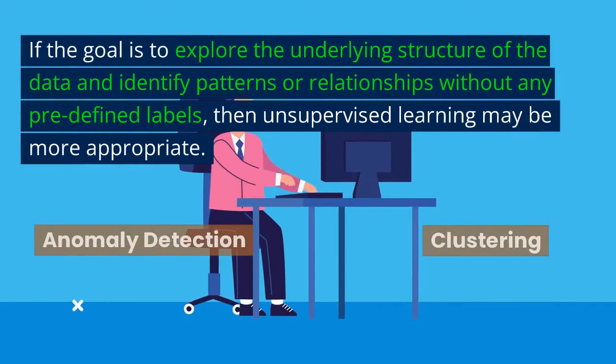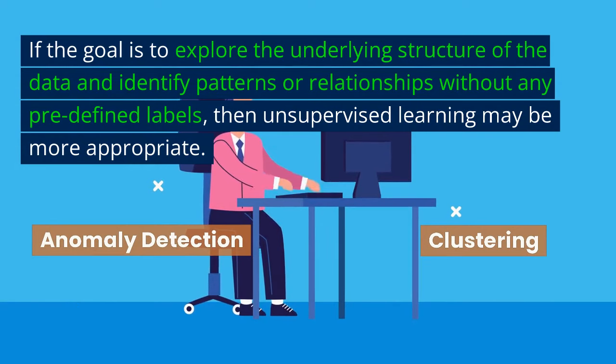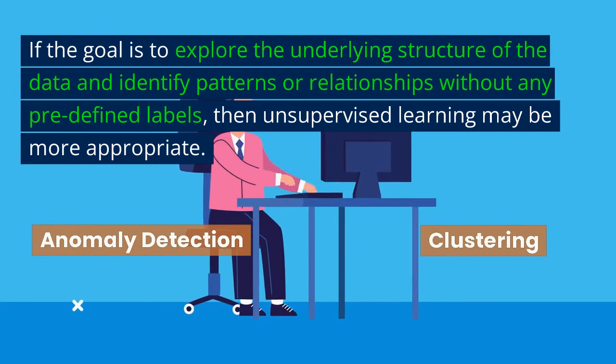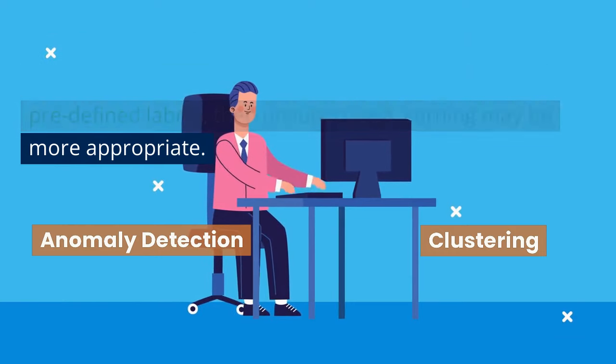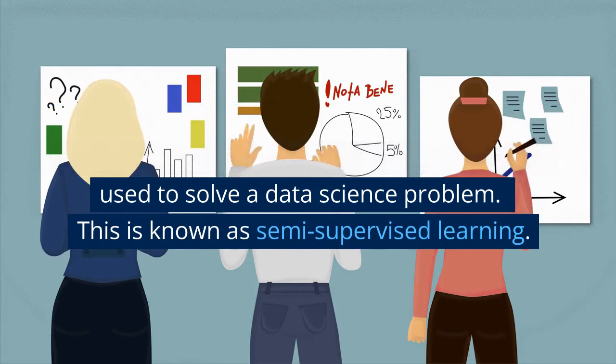However, if the goal is to explore the underlying structure of the data and identify patterns or relationships without any predefined labels, then unsupervised learning may be more appropriate. Examples of problems that can be addressed using unsupervised learning include anomaly detection and clustering. In some cases, a combination of both supervised and unsupervised learning techniques may be used to solve a data science problem, and that is known as semi-supervised learning.